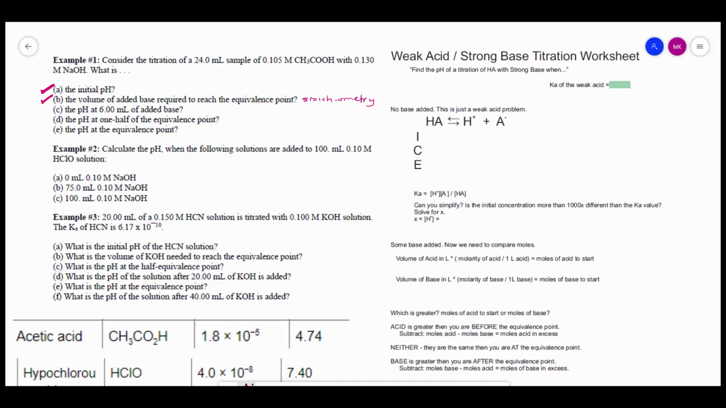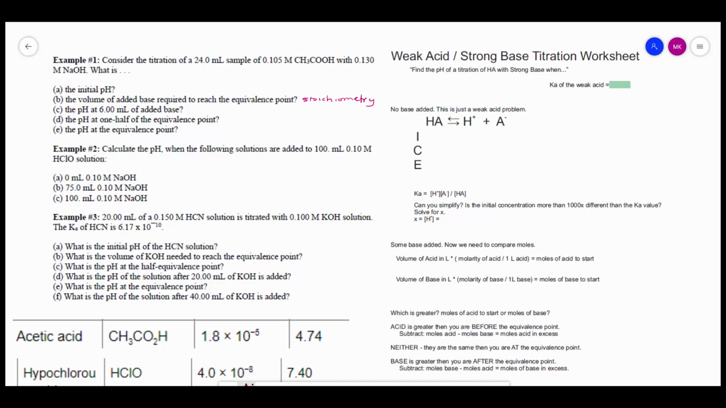The initial pH of a weak acid solution, well, that was covered in the previous module, the weak acid module, so we know how to do this as well. This is the part that is new. So the pH after a little bit of base was added at 1/2 of the equivalence point. Well, first you have to know what the equivalence point is, and then pH at the equivalence point. So let's get started here.